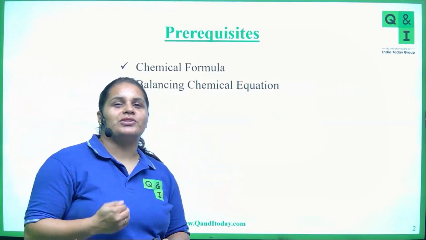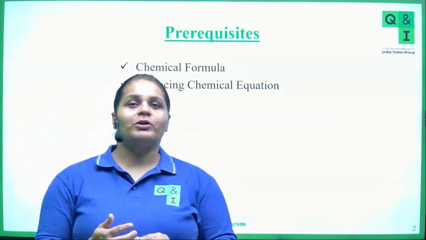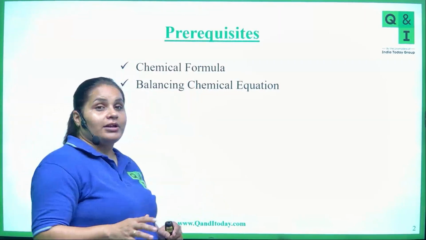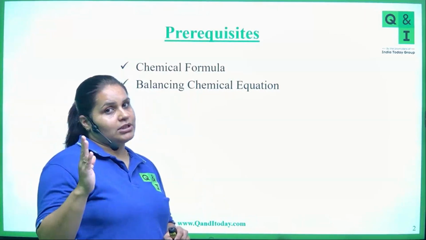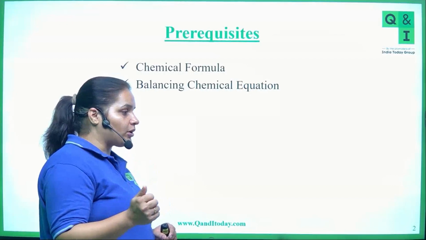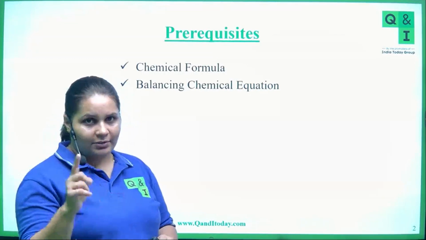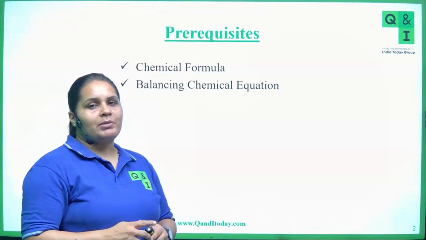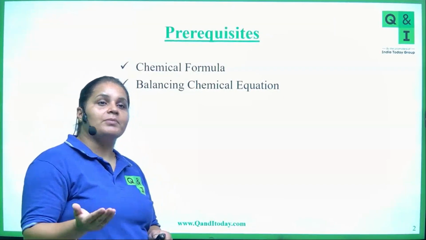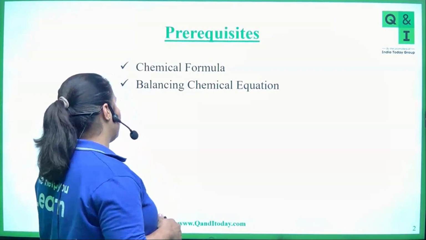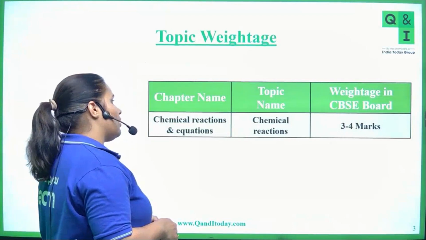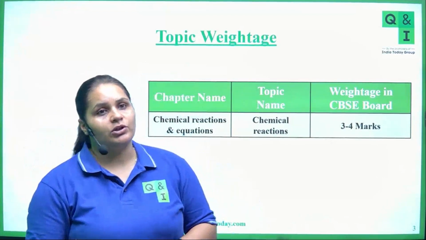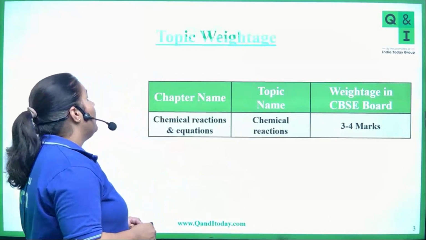The prerequisite for this session would be chemical formula. I hope you started learning about the chemical formula because in the last session you people were struggling. If not, you still have the time. Take out the class ninth book, Atoms and Molecules, that table of ions. And then balancing chemical equation. This is something we have already learned about. We are doing chemical reactions, and from this topic, you can get 3 to 4 marks questions.